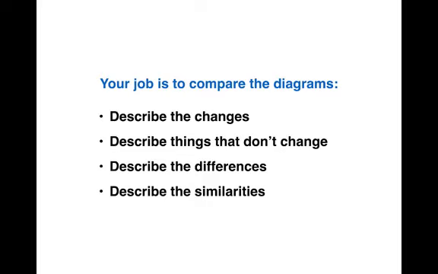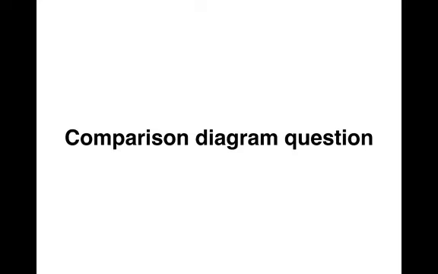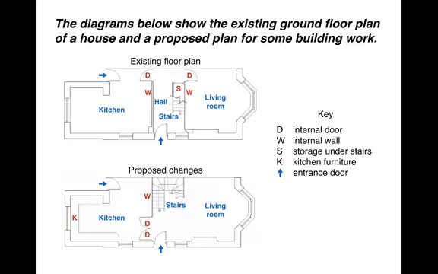Let's look now at our comparison diagram question for today. Here's the question. Read the statement at the top first with me. The diagrams below show the existing ground floor plan of a house and a proposed plan for some building work. Then we look at the top diagram. It says existing floor plan. Then there's the bottom diagram, proposed changes. Already you should have noticed that this is going to be a now and future question.